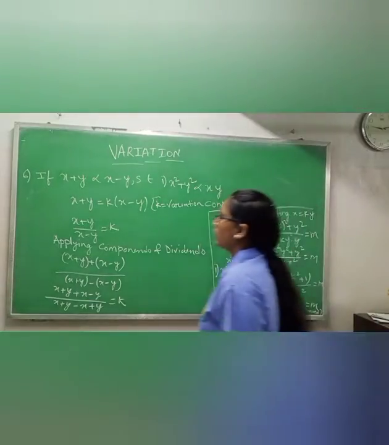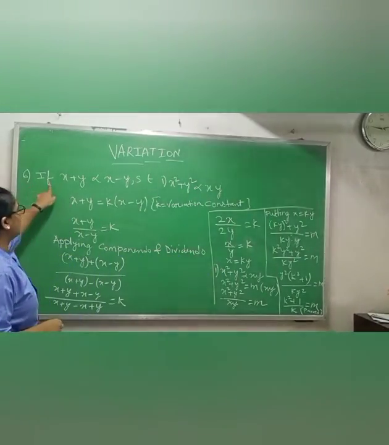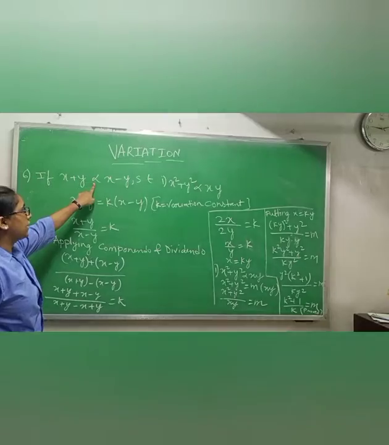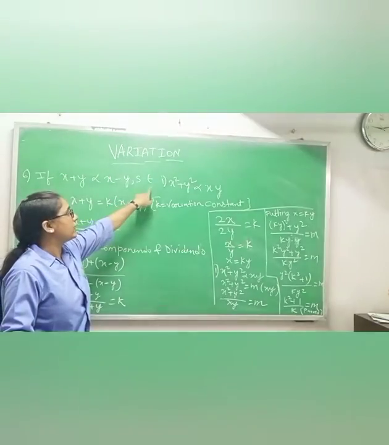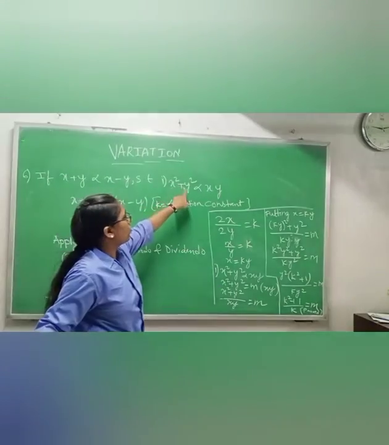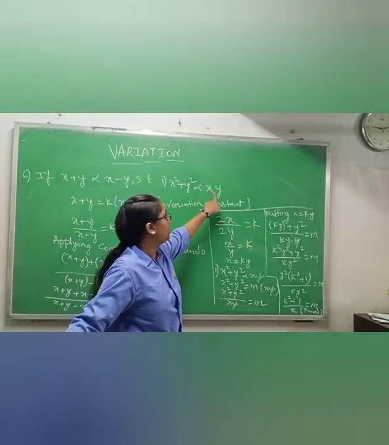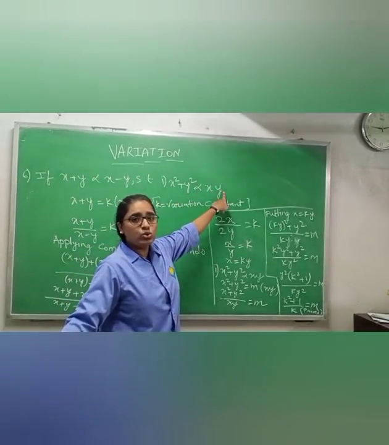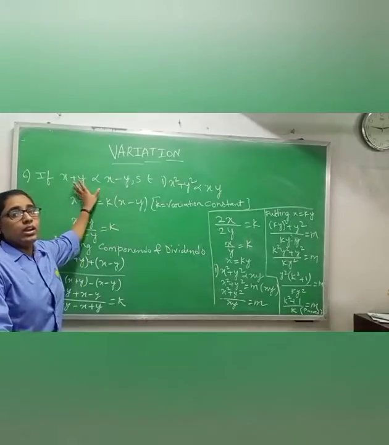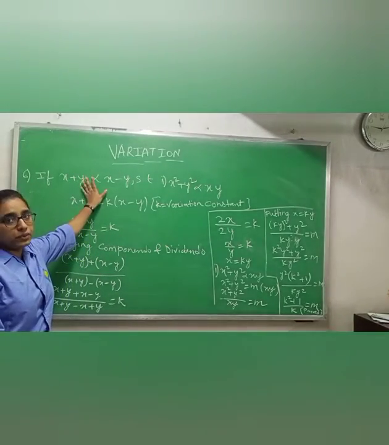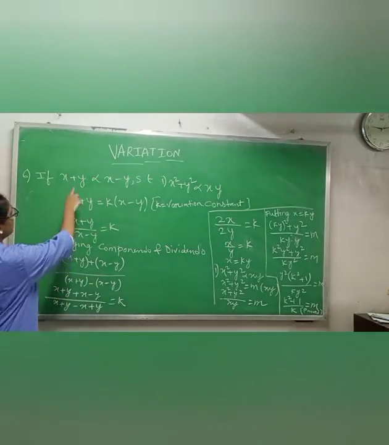Class 10, now I am going to explain question number 6. It is given if x plus y varies directly with x minus y, show that for question number 1, x square plus y square is directly proportional with xy. How will you show that when it is given to you? What you will do, you will solve this one first. So what I am doing first, I am solving this one.